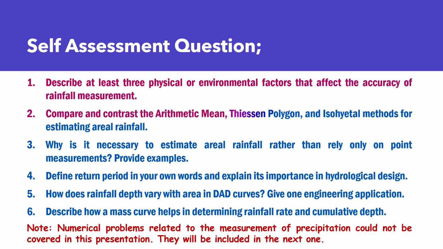Compare and contrast arithmetic mean, Thiessen polygon, and isohyetal methods for estimating areal rainfall. Why is it necessary to estimate areal rainfall rather than rely only on point measurements? Provide examples. Define return period in your own words and explain its importance in hydrological design. How does rainfall depth vary with area in DAD curves? Give one engineering application. Describe how mass curve helps in determining rainfall rate and cumulative depth.